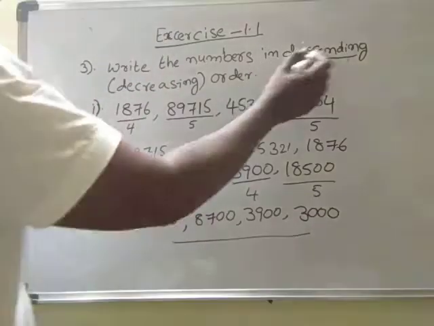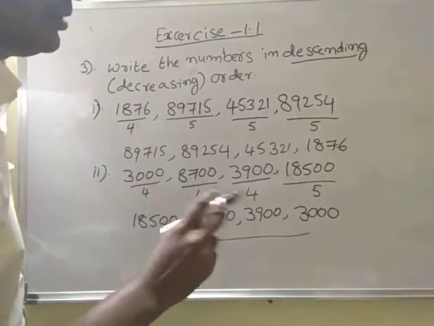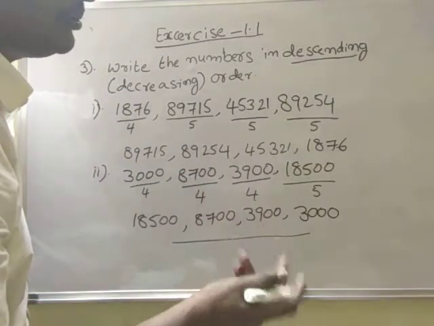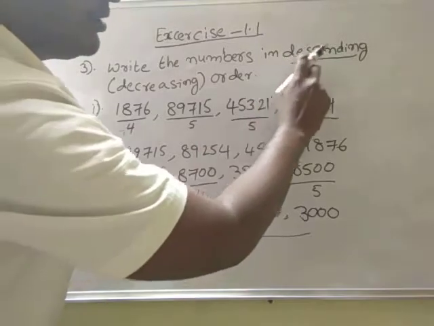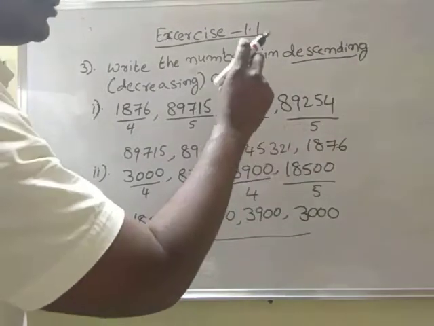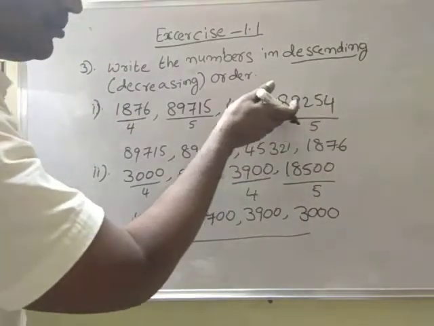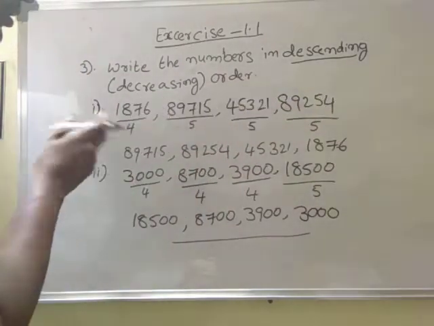That is the descending order. Descending order means just one thing you have to remember. You have to first know the meaning of descending. Descending means the highest number to the lowest number. We have to write it from the numbers given in the problem.